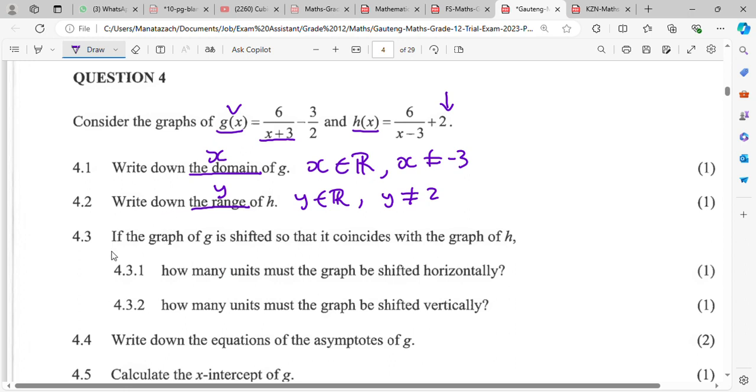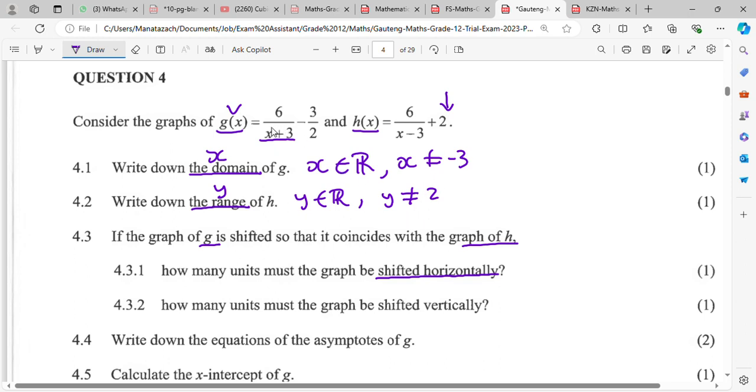Now let's continue with the next question. If the graph of g is shifted so that it coincides with the graph of h, the first question is, how many units must the graph be shifted horizontally? So this speaks to the horizontal shift for the graph of g so that it perfectly coincides, meaning for the graph of g to have the same values as the graph of h in all respects.